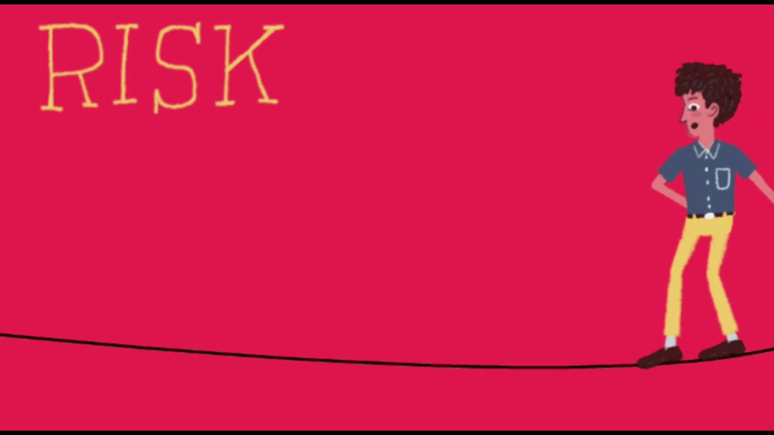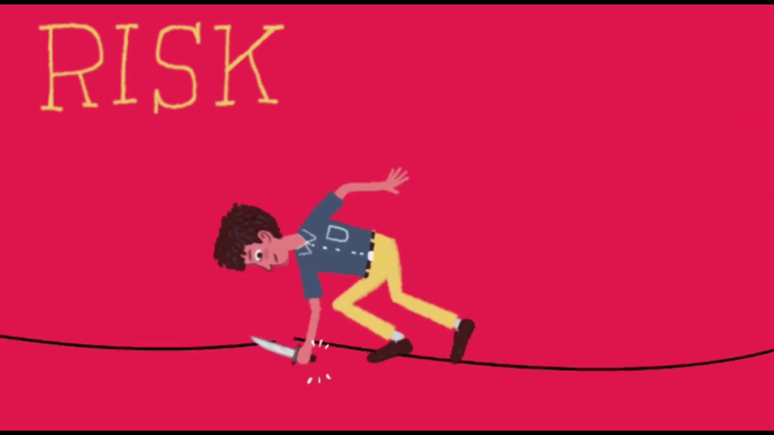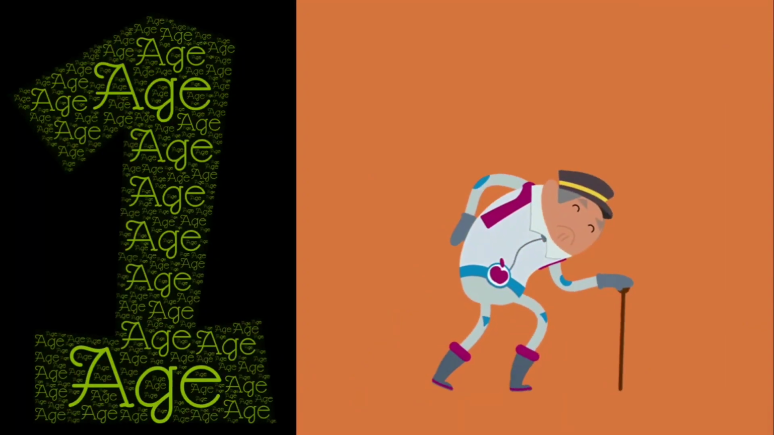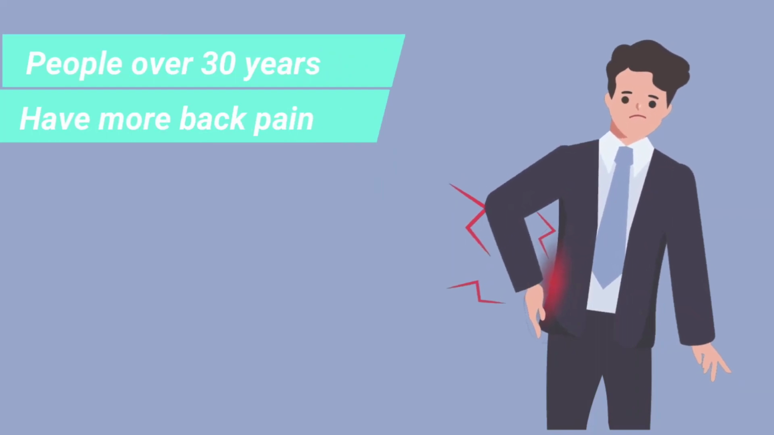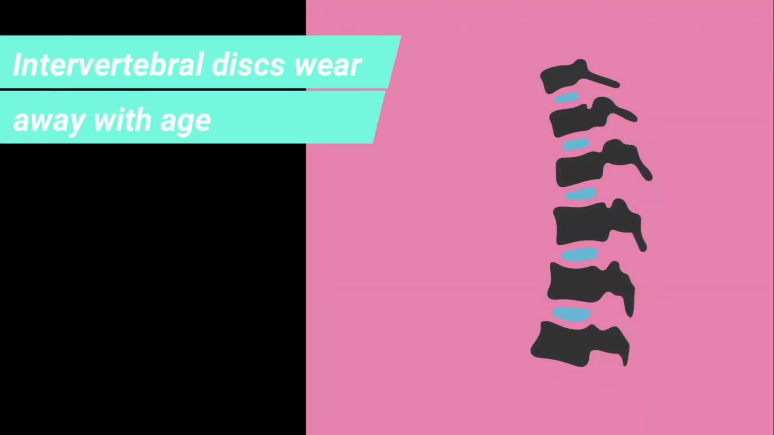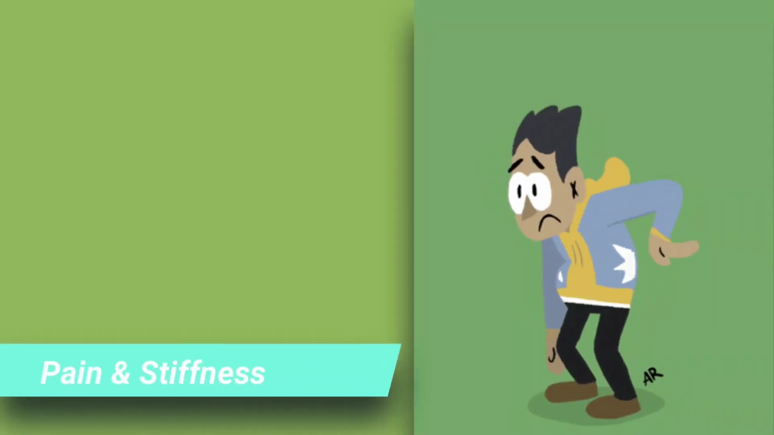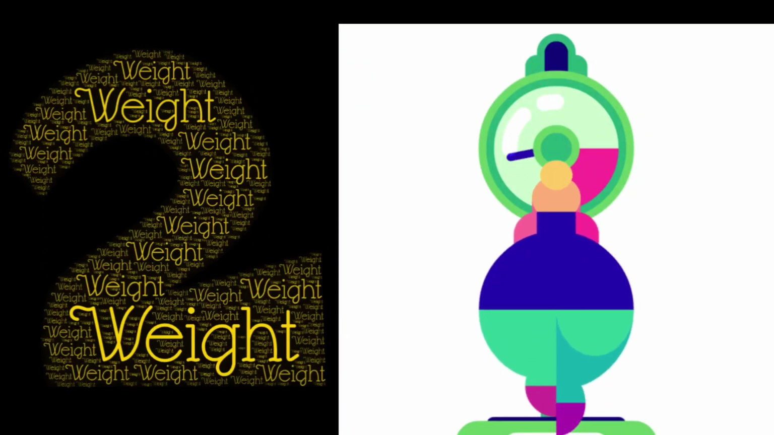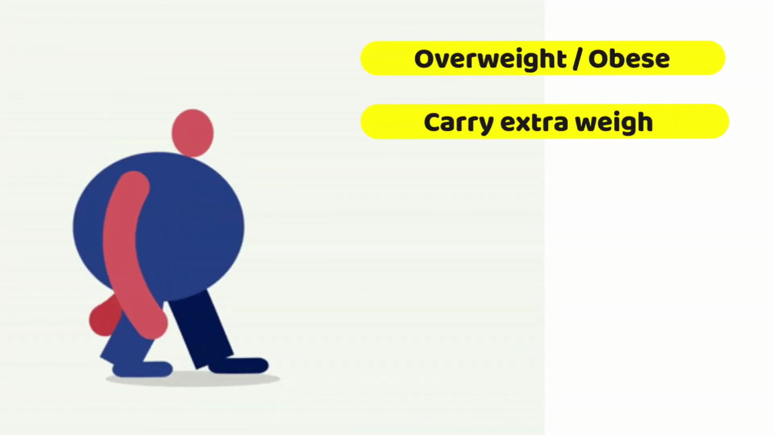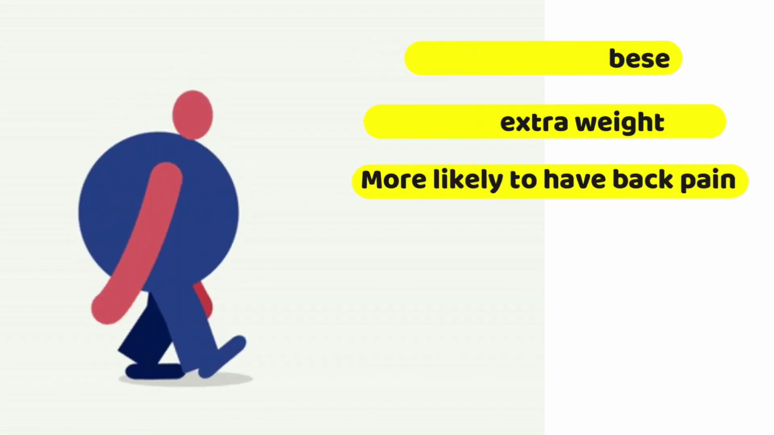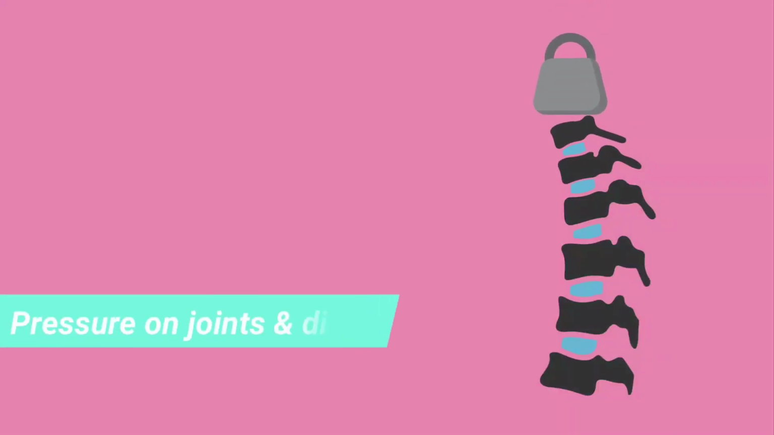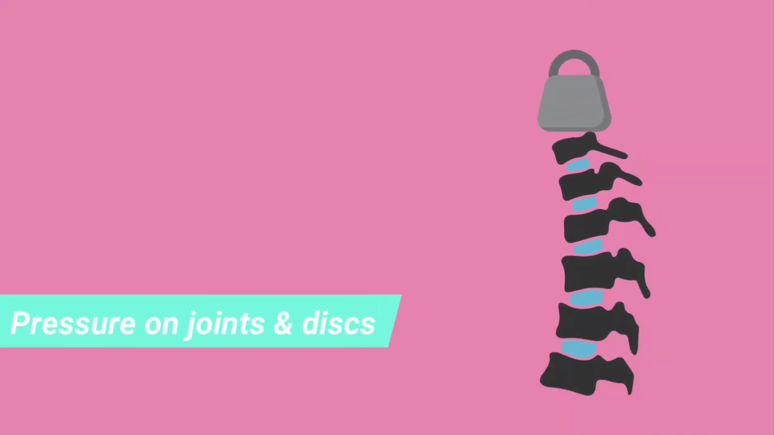Let's now discuss the risk factors for lower back pain. First is age. People over 30 years have more back pain. Intervertebral discs wear away with age. As the discs weaken and wear down, pain and stiffness can be felt. Second is weight. Overweight or obese people carry extra weight and are more likely to have back pain. Excess weight puts pressure on their joints and discs. So, this is what leads to back pain.